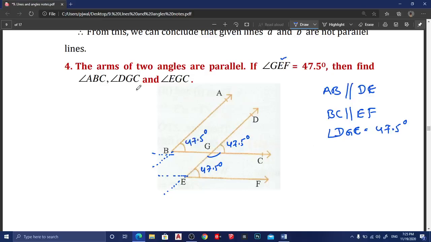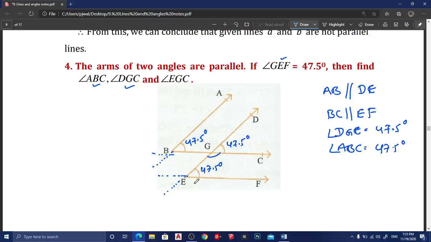So now you know the second angle also. This is angle DGC, over. Next one is angle ABC, which is also equal to 47.5 degrees. Now we have to find out the remaining angle, which is EGC. How can you find this one?